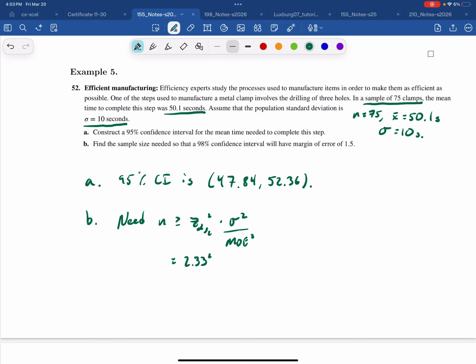Squared, of course, we square it. Times sigma squared. Well, that's 10 squared. And then our margin of error was desired to be 1.5, right? Maybe I'll use a highlighter just to point that out.